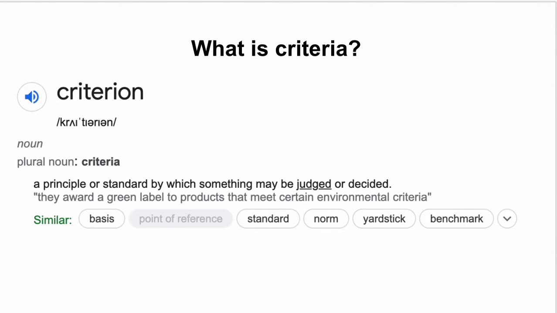So first off, what is criteria? So this is the definition: a principle or standard by which something may be judged or decided. So it's the basis of your argument. If you say that one factor is more important than the others, why is that? The answer to the why is your criteria. Okay, so a principle or standard by which something may be judged or decided. If you're saying one source is more important than the other, why is that? Then the answer to the why again is your criteria. Okay, so that's what we mean by criteria, how you are judging something.